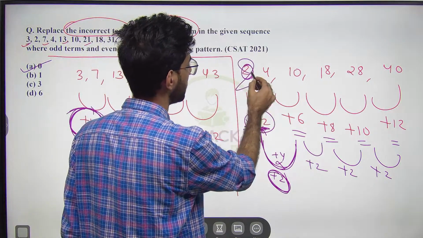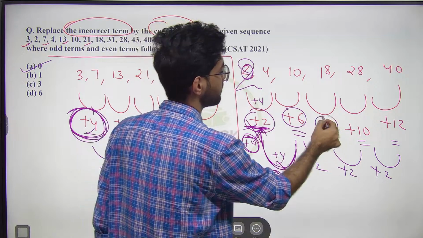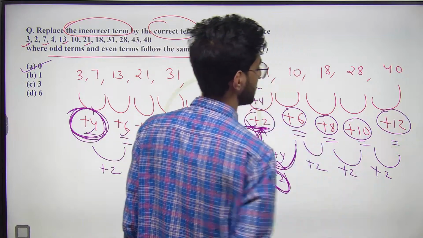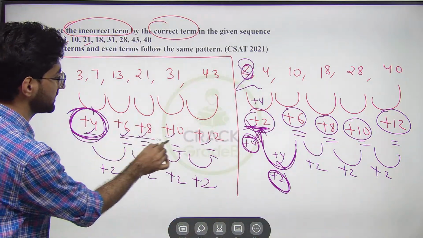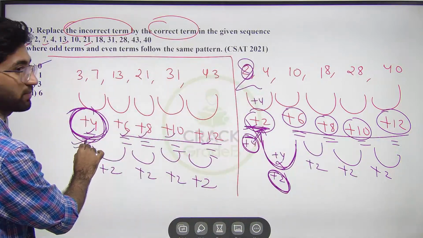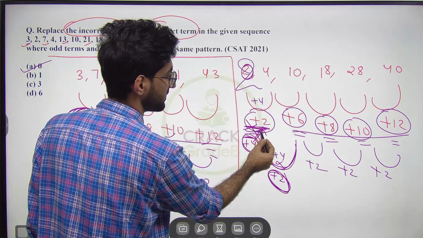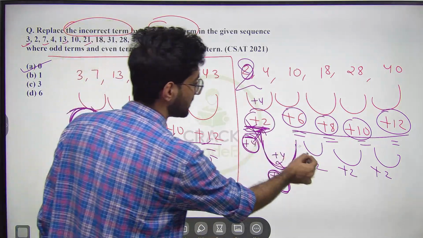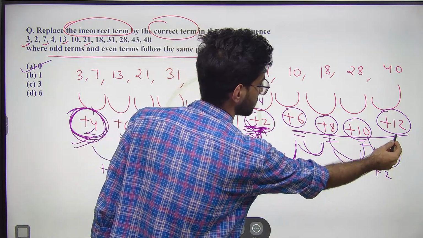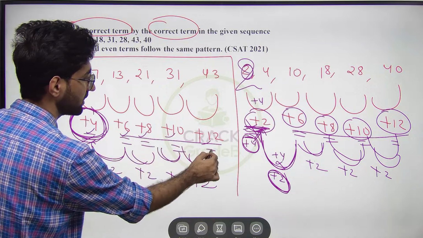Similarly, when 2 was here, the differences were plus 2, plus 6, plus 8, plus 10, plus 12, right? See, plus 6, plus 10, plus 12 is everywhere. But in this case, plus 4 is present here. In this case, plus 2 was present here, right? But if you look at the differences, this is plus 2, this is plus 2, this is plus 2. Similarly, everywhere you will find the difference of plus 2.